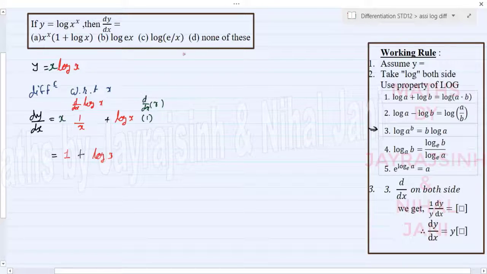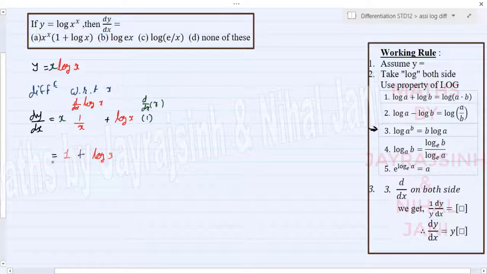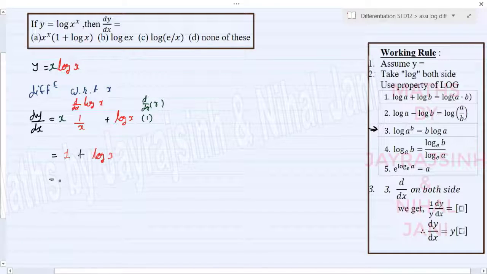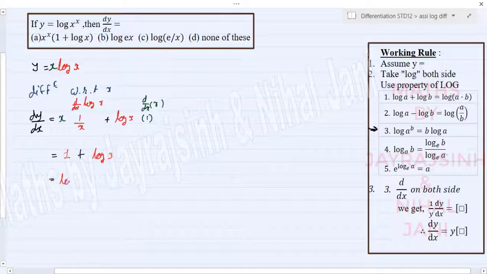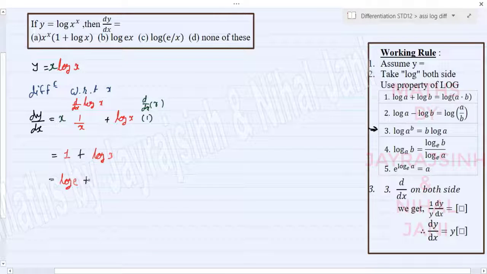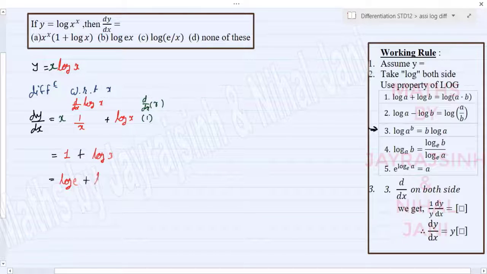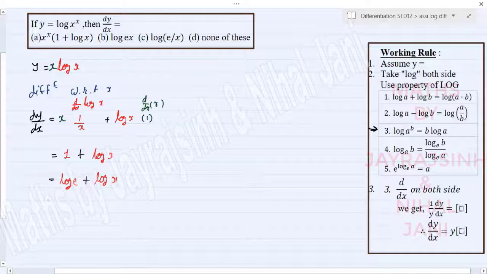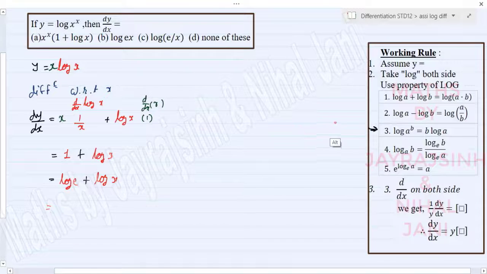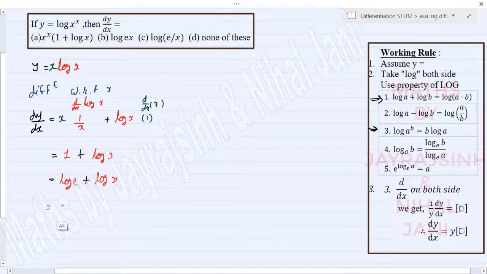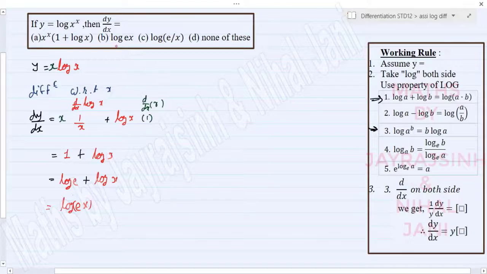which is not in the options, but if we replace our 1 by log e, then we will get log e plus log x, which can be converted using the first property as log ex, which is given in option B. So B is your final answer.